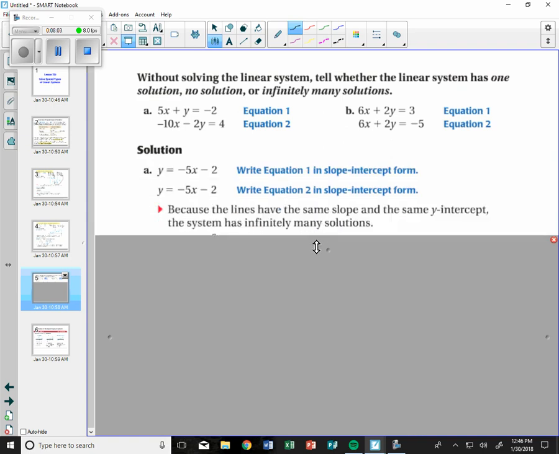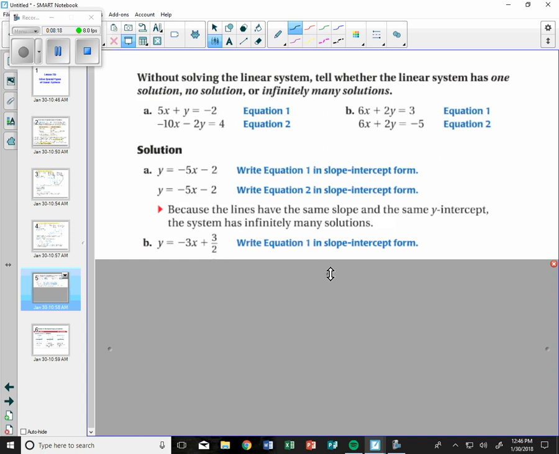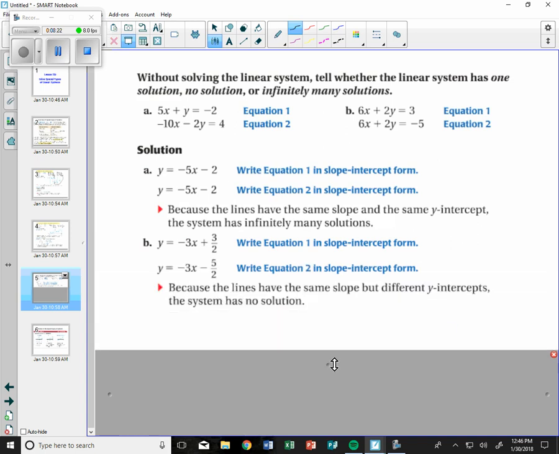All right, so for the first one, for A, 5x plus y equals negative 2 and negative 10x minus 2y equals 4. I'm going to put them into slope-intercept form, and I'm going to see that they are the same line. And so they have infinitely many solutions. With the second one, same thing. I'm going to put them in y equals mx plus b form. And they have the same slope, but different y-intercepts, which means that they have no solution. They are going to be parallel lines.